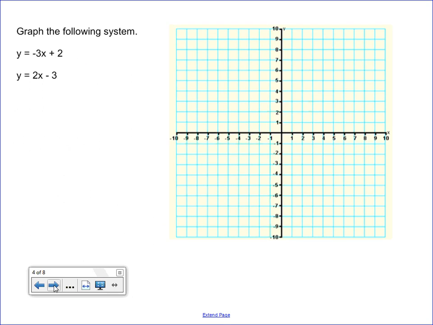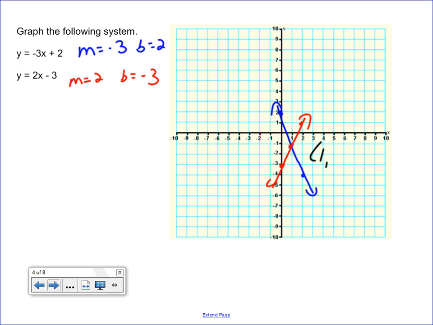So if I were to look at this one and graph it, again, on the first one, my slope is negative 3, my y-intercept is 2. So I start at 2, and I go down 3, I go over 1. So I have this line here. If I look at the second equation, I've got a slope of 2, a y-intercept of negative 3. So I'd start at negative 3 and I'd go up 2 over 1. And again, I'd find that they intersect at the point (1, negative 1).